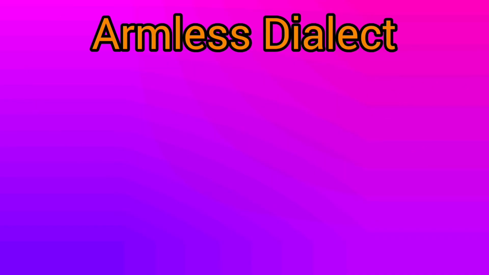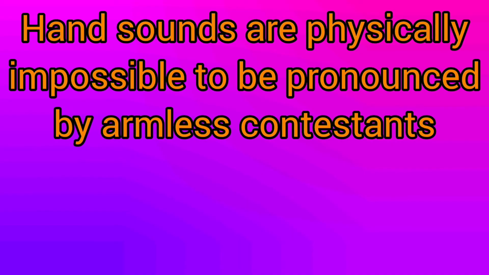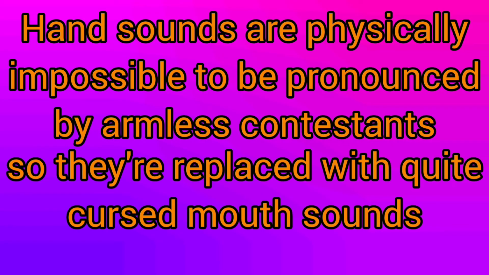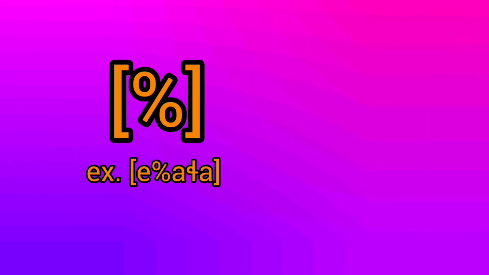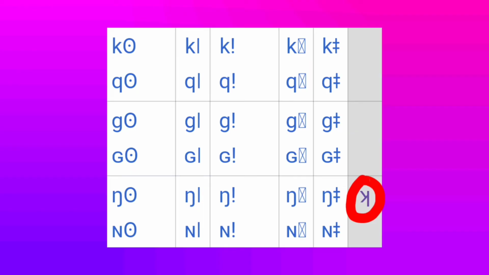We also have the Armless dialect spoken by armless people, where hand sounds are replaced with quite cursed mouth sounds. For example, the clap sound is replaced with the velar nasal click. How is the velar nasal click cursed? Because it has its own IPA letter, even though its articulation is judged impossible. I have yet to come up with other replacements for hand phonemes.